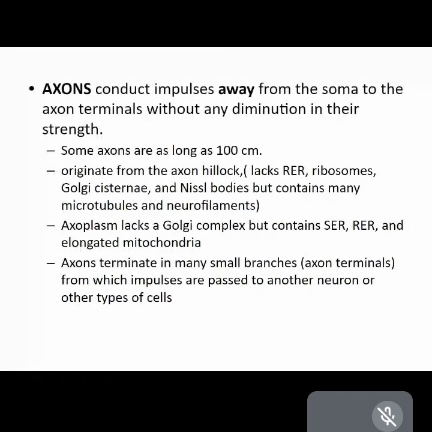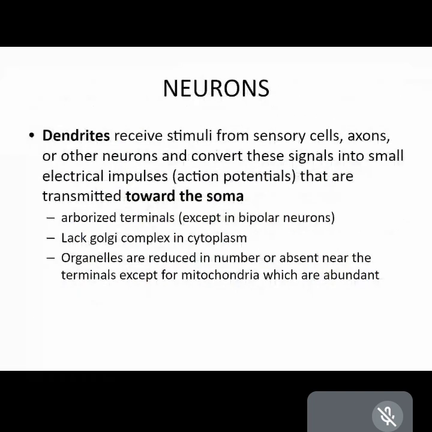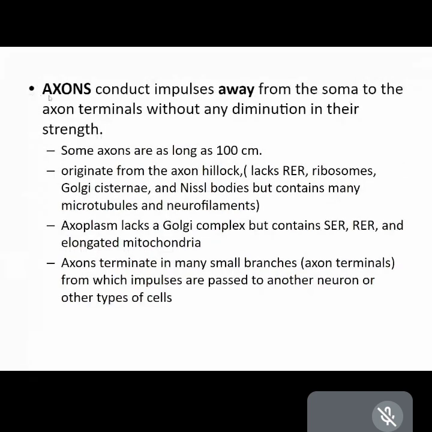The axons, they conduct impulses away. So the dendrites receive the stimuli, and the axons conduct impulses away from the soma to the axon terminals without any diminution in their strength. Some axons are as long as 100 centimeters. They originate from the axon hillock, which lacks the rough ER, the ribosomes, the Golgi cisternae, and the Nissl bodies, but contains many microtubules and neurofilaments.